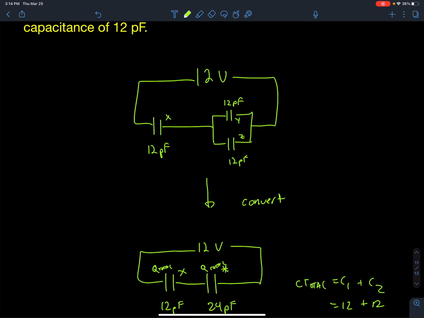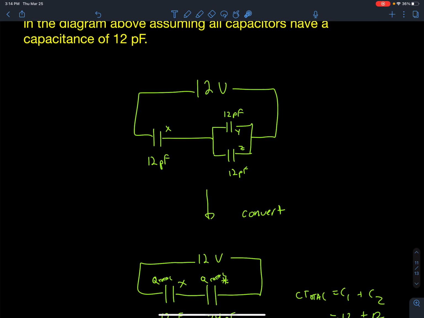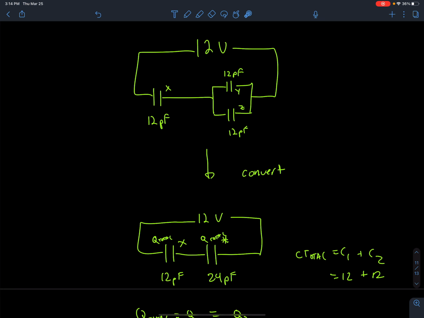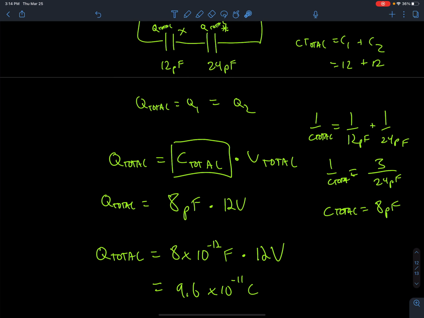So the question, again, if I go back to it, says find the charge and the potential difference across each capacitor. So we have the charge across each of these. This is the real capacitor, this is quasi. So I have the charge across this. I have its actual capacitance. So I should be able to solve for the voltage across that. So let's try to do that.